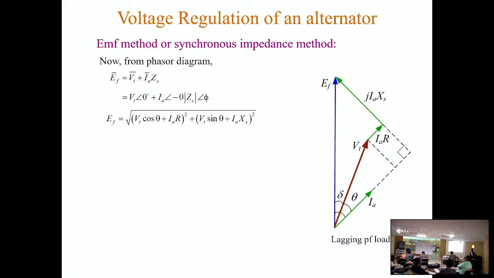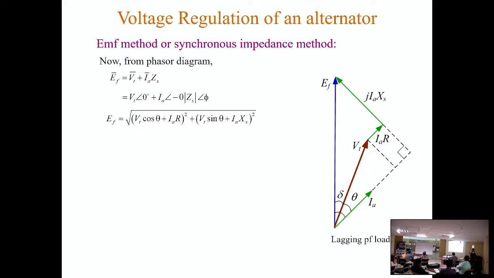And this length is this length plus this length. So this length, which is equal to this length, which is Vt sin theta. So Vt sin theta plus IAXS whole square, that means this square plus this square will give you EF square, and taking the square root you will get directly EF. So either using complex calculation or using this triangle you can calculate EF.